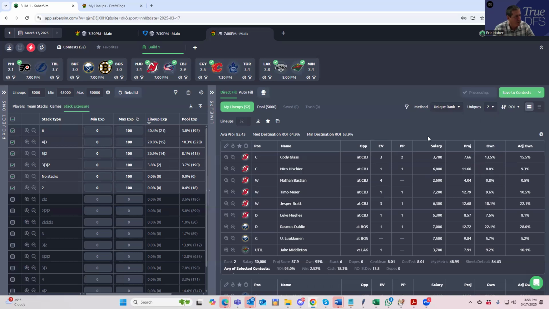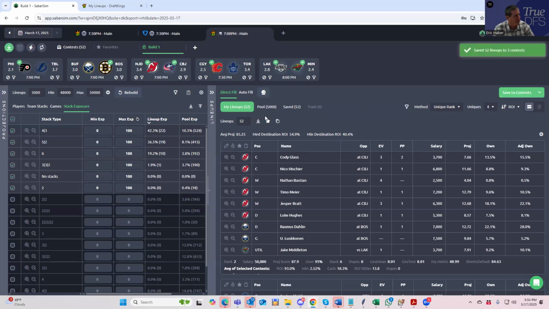So let's see. Min uniques 2. Okay, it really didn't affect it at all, so we can keep that. Let's go to min uniques 3. Still not bad. What if we went to min uniques 4? All right, now it affected it a little bit, but it's still not bad. It affected the median destination ROI not that much. It's very rare to be able to do this in a 5-game slate, but I would take advantage of this. So let's keep that.